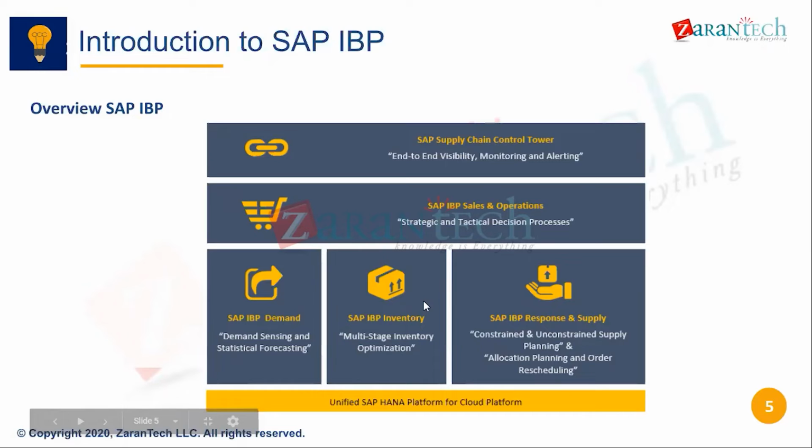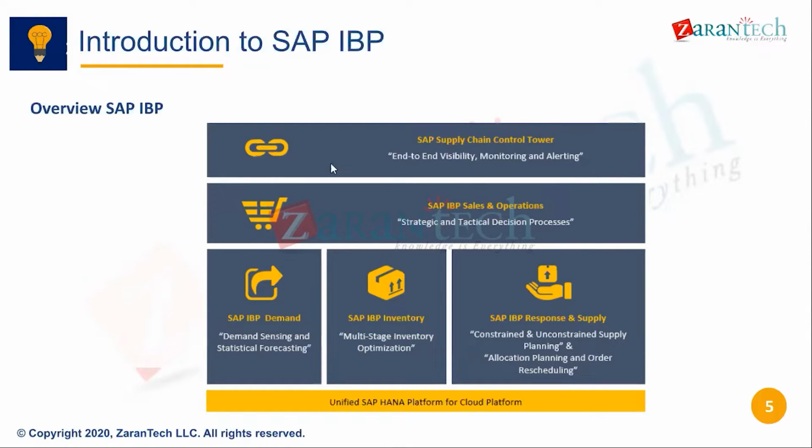When we use the term inventory, SAP IBP inventory comes up with a multi-stage inventory optimization, where it decides the safety stock that is needed for the manufacturing units or the distribution centers that needs to be maintained. When we say sales and operations planning, it has a combined effect of the demand planning and the supply planning. Hence, we use the term strategic and tactical decision processes. Over here, we integrate the demand planning as well as some features of supply planning to make it an integration feature called SAP IBP Sales and Operations Planning.